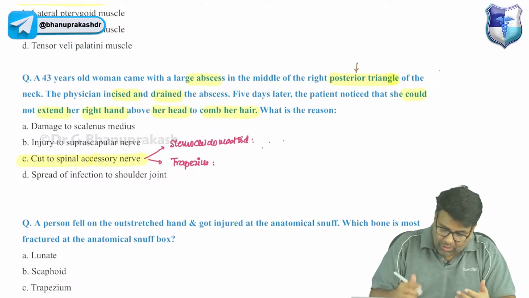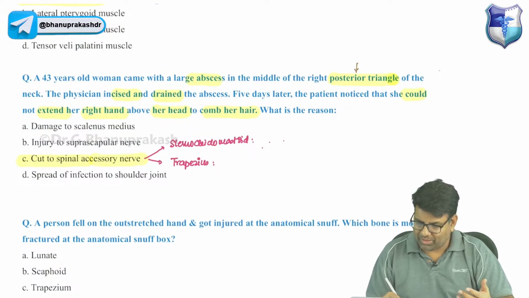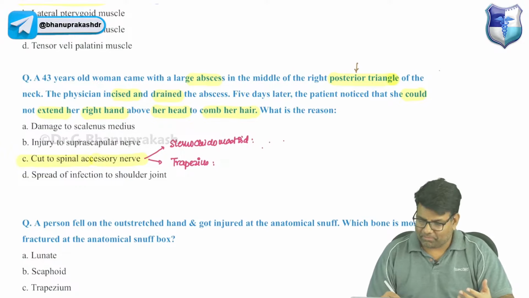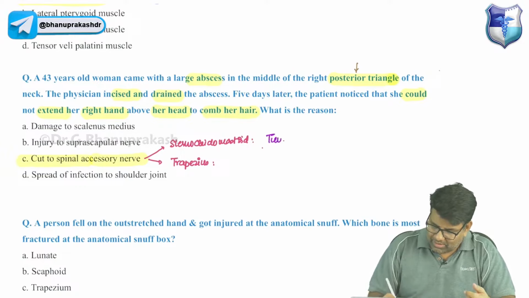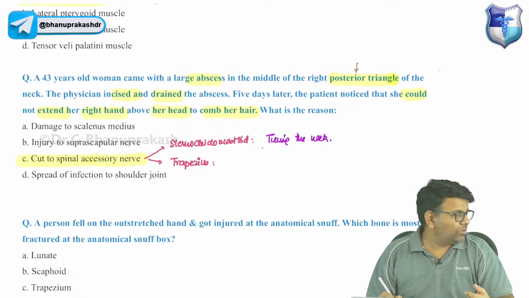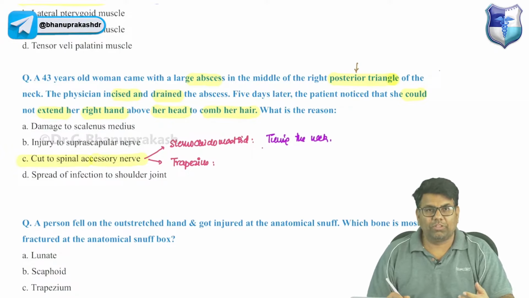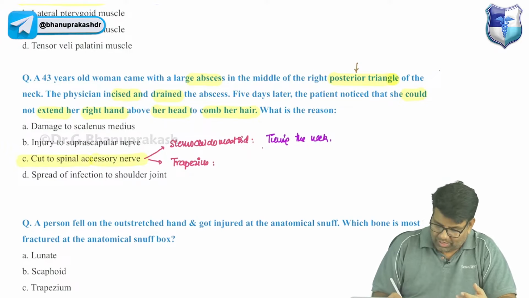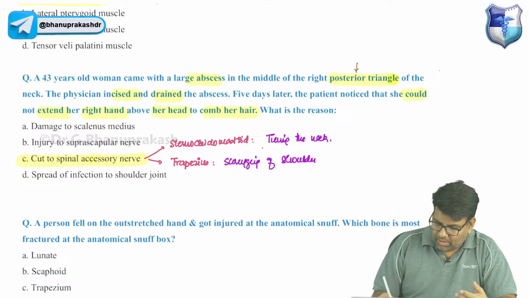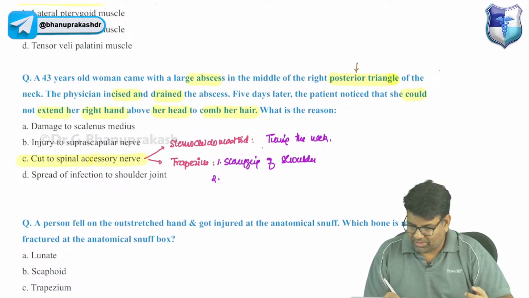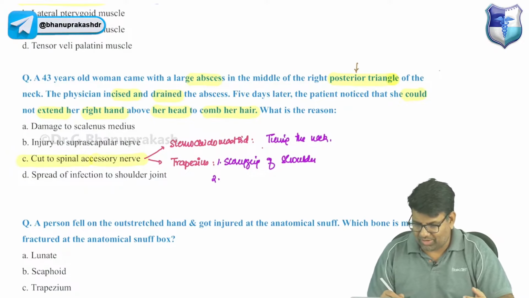What is the action of sternocleidomastoid? Any idea? Yes, absolutely right. It is turning the neck. You want to turn, sternocleidomastoid helps. And what is the action of trapezius? Shrugging of shoulder is one, and the second is, yes, you are right.